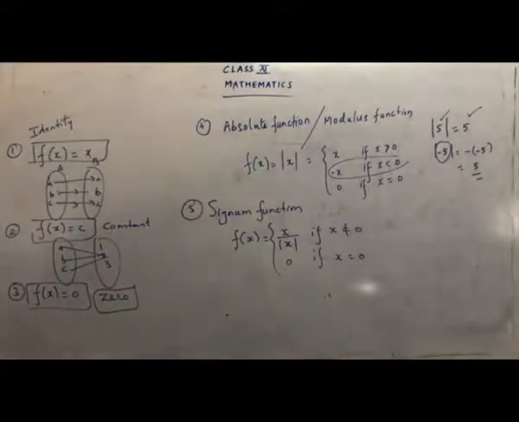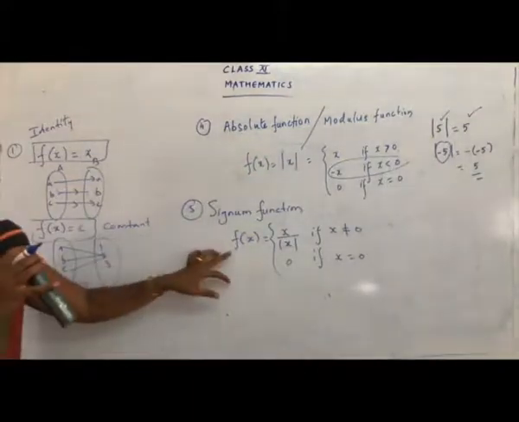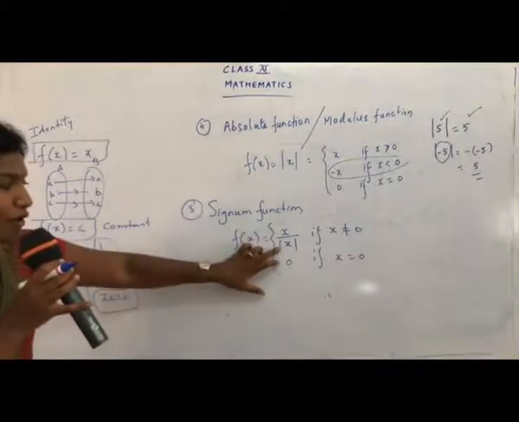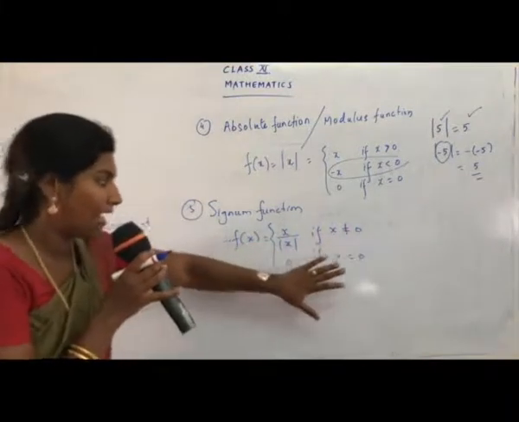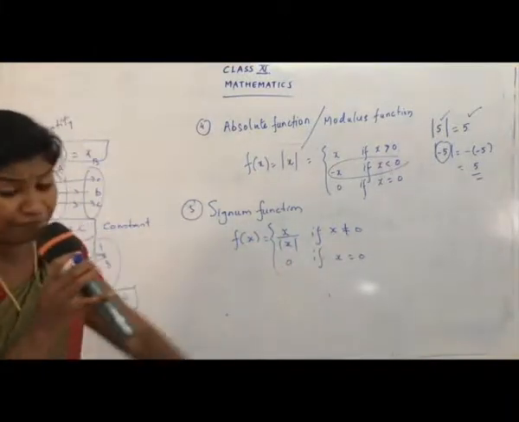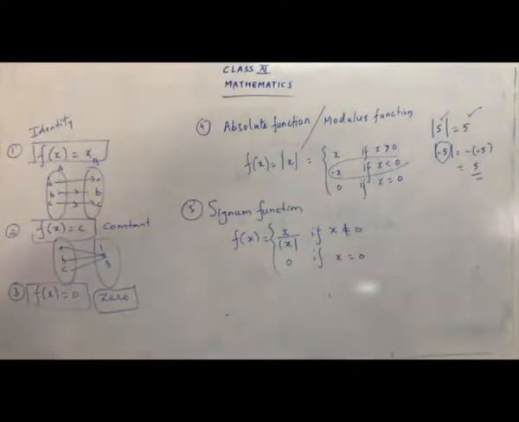Okay, so what is a signum function? F of x is equal to x upon mod x if x is not equal to 0, and we have 0 if x is equal to 0.